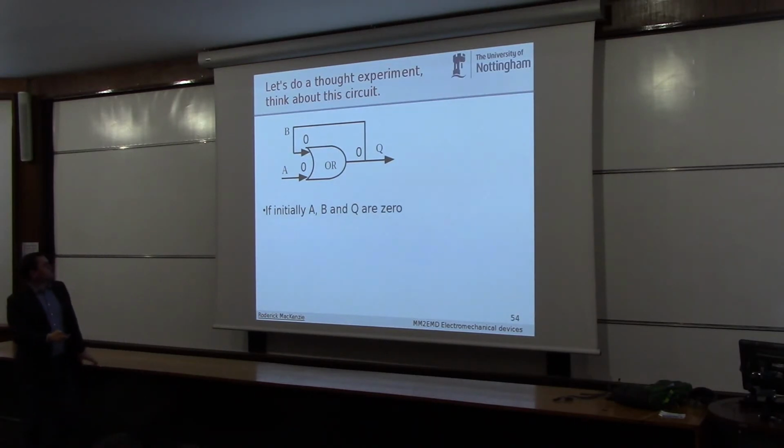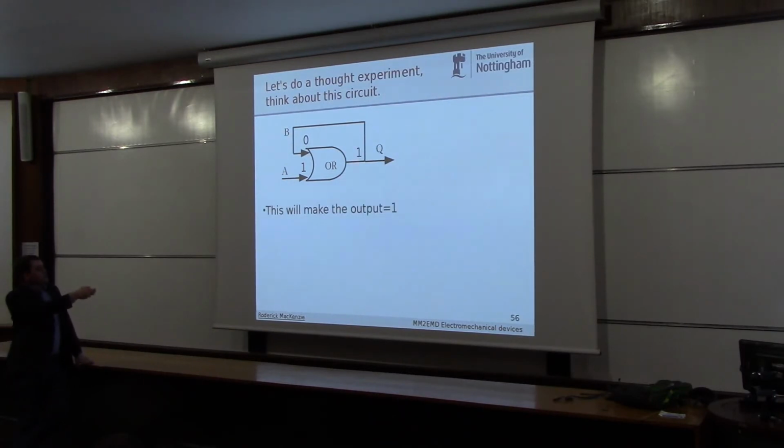So think about this circuit. At the moment, we've got 0, 0, and 0 here. Now, this is just a thought experiment. Have this in your head. If you put a 1 into it now, we change a 0 to a 1. What's going to happen here?